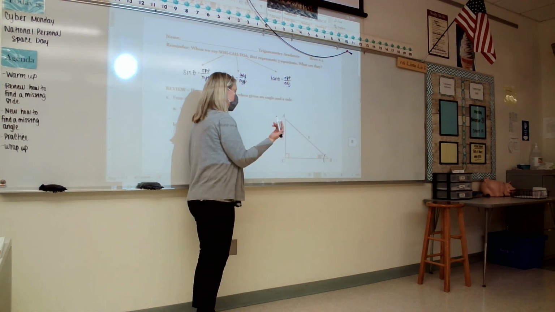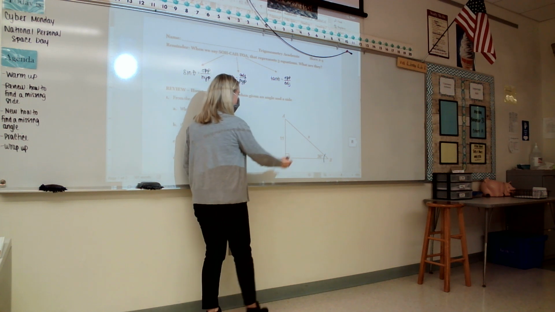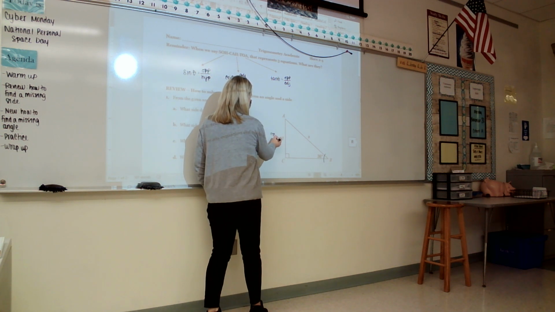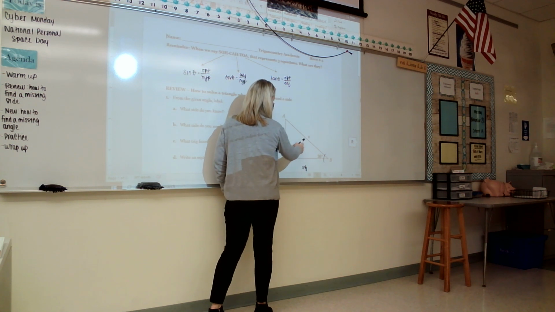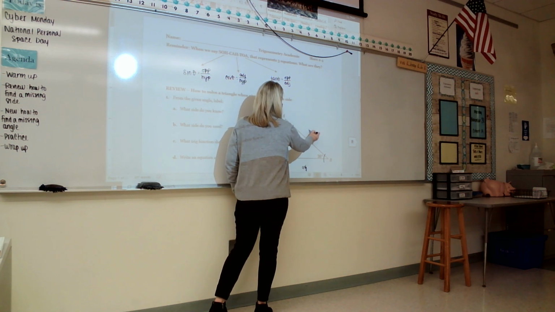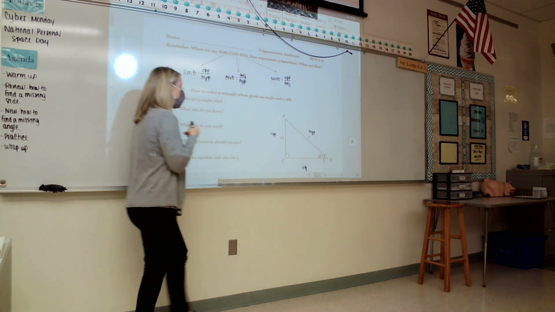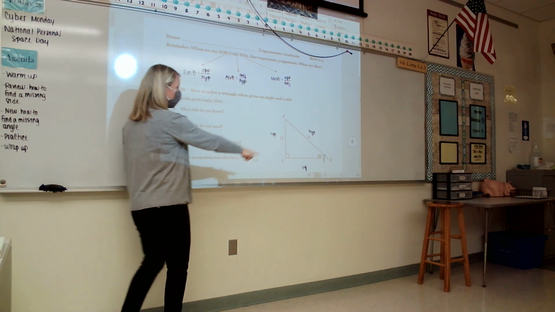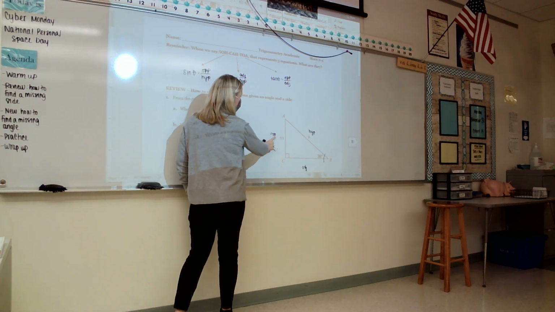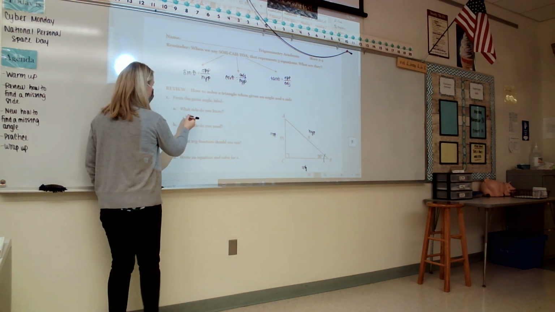I like to label everything. You can do what makes sense for you. This is opposite. This is adjacent. And once again, this is across from the 90, so this is hypotenuse. So if I label first, I just set myself up. So what side do you know? I can look and say, well, I only know this side. Opposite. And if I labeled it, it's pretty easy, that's opposite.